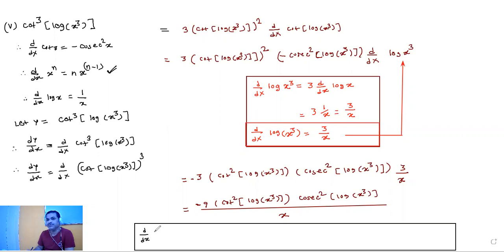So d by dx of cot cube log of x cube is equal to minus 9 cot square log of x cube into cosec square log of x cube, and that would be divided by x. That is the final answer.